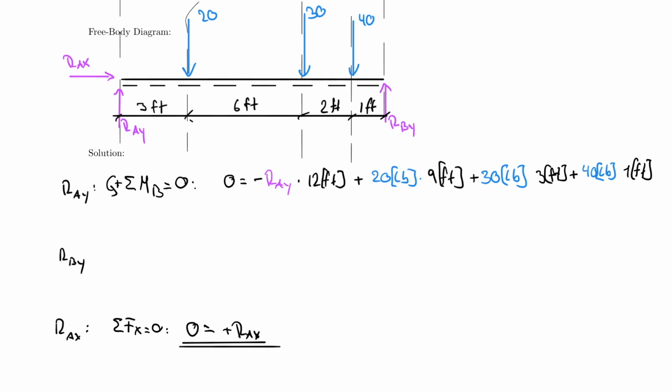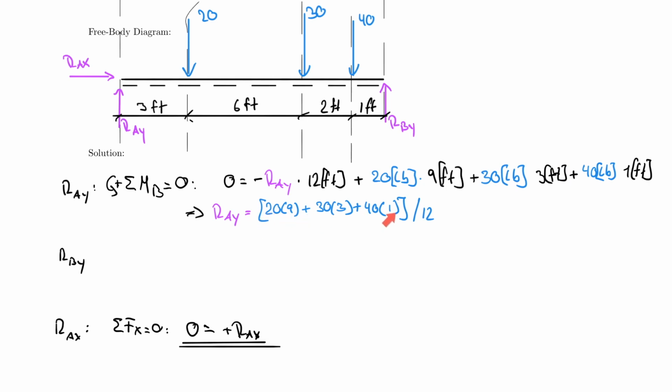And now I can solve the equation. I can just state that RAY is equal to 20 times 9 plus 30 times 3 plus 40 times 1, and the whole thing divided by the entire lever arm, 12. And please notice the physics of the entire equation, right? So I have pound times force, pound times force, pound times force, and that needs to be true for all of them. So it's a moment equation, which is indicated here.